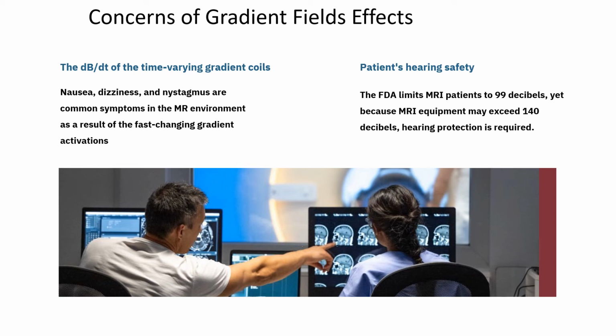Concerns about the patient's hearing safety are also significant. The FDA limits MRI patients to 99 decibels, yet hearing protection is required because MRI equipment may exceed 140 decibels. Headsets or earplugs might be utilized to reduce the decibel level during an MRI operation by 10 to 30 dB. Noise reduction ratings are assigned to earplugs. The noise reduction rating is between 25 and 33. The number of decibels lowered for each noise reduction rating is found by subtracting 7 and dividing by 2. As a result, a noise reduction rating of 25 equals 9 dB.